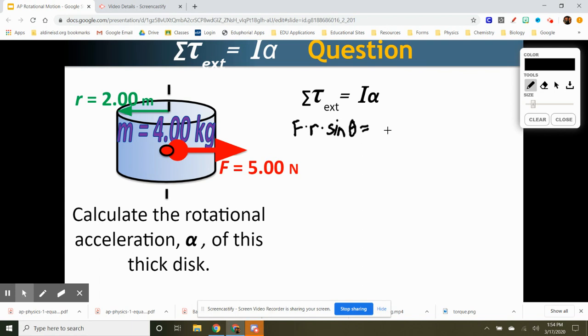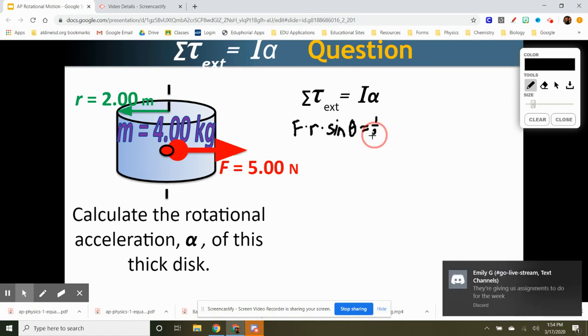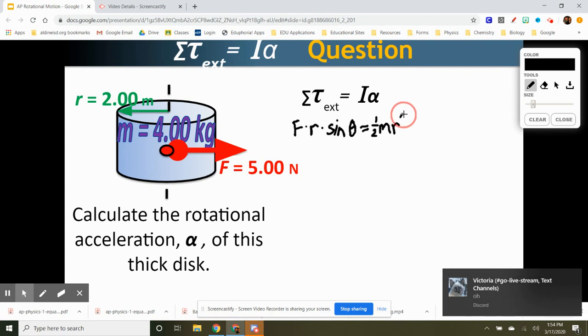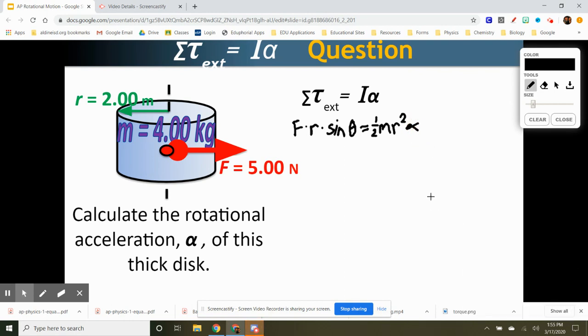Equals. And then moment of inertia, you had to understand that this is a disk, right? So then you had to use the right moment of inertia formula. So the moment of inertia for a solid disk is 1/2 m r squared, and then angular acceleration. Okay.